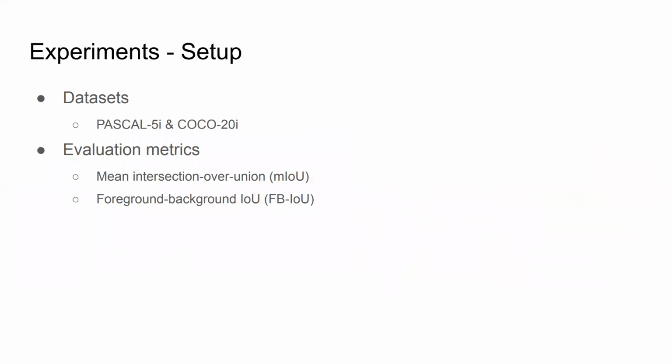For the experiments, the authors used two main FSS datasets, Pascal 5i and COCO 20i. For the evaluation metrics, they adopted mean intersection over union and foreground-background IOU, following the previous works.